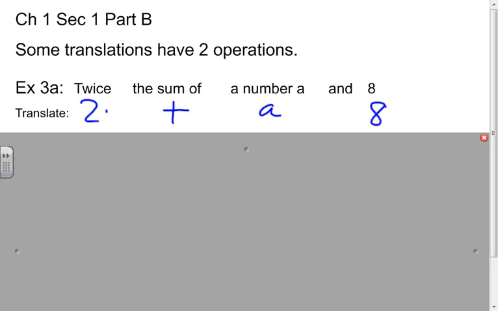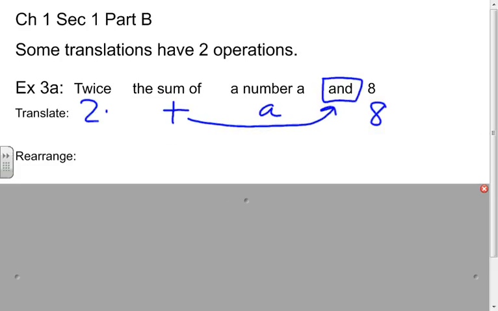Sum is matched with of, so if of has a word with it, we look for the word and the symbol, the operation, moves to where and is. Now we have to rearrange things. We still have 2 times. We have to move that addition symbol. So we have a plus 8. Now, it's not just 2 times a, but it's 2 times the whole thing. So we have to put the a plus 8 in parentheses, and that would be our answer.